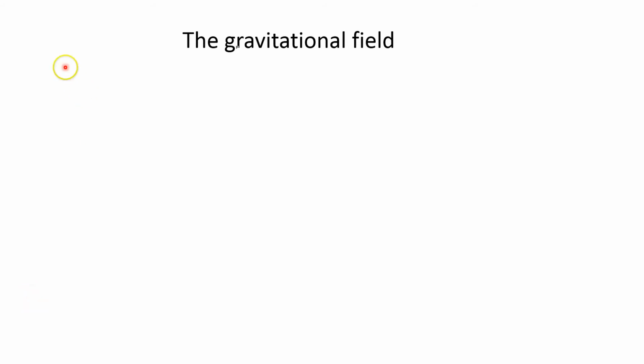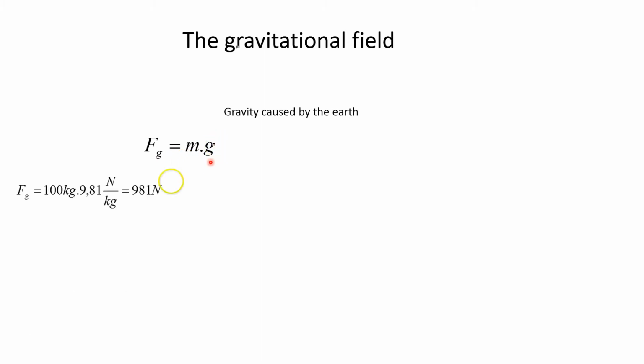The gravitational field. Well, gravity caused by the Earth we can calculate in two ways. We can calculate the gravity as m times g, the gravitational field constant we already learned at the beginning of learning physics, which makes our calculation rather easy. 100 kilograms times 9.81 newtons per kilogram is 981 newtons.